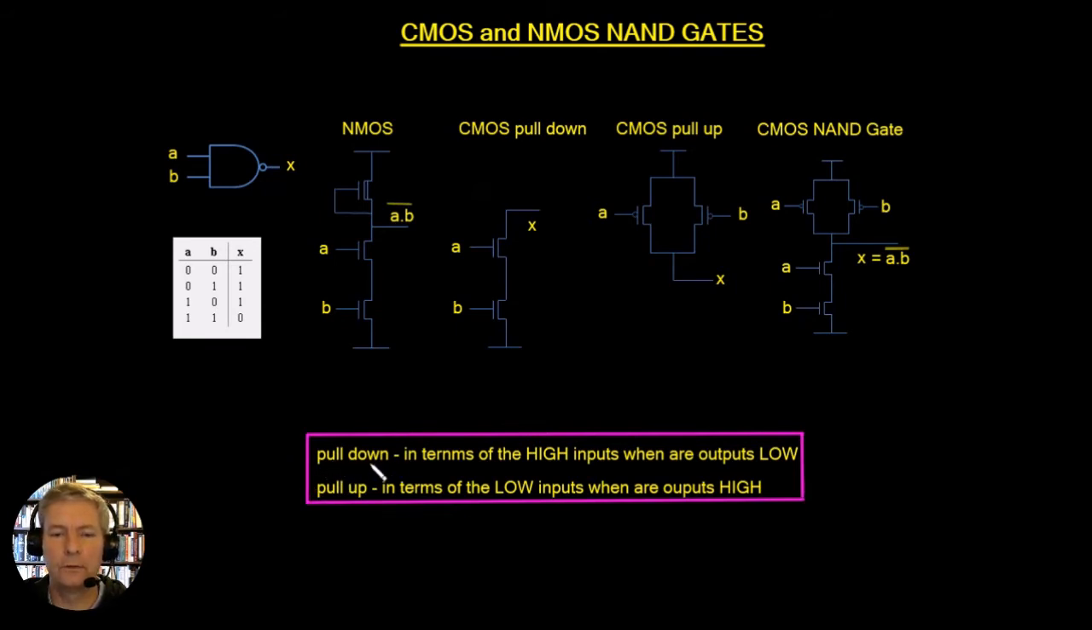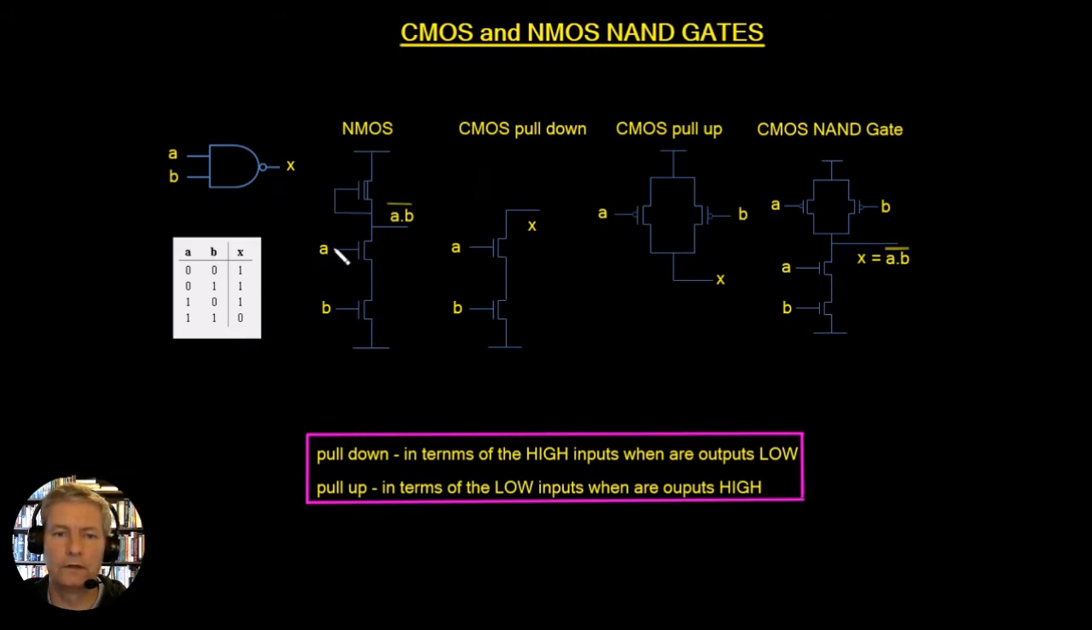For a pull-down network, we're looking at it in terms of the high inputs that are going to give a low output. So this is a high input, it's giving a low output. And we've seen here that both of them have to be high. So whenever both of them are high, it means we're going to have to put both of them in series. So when this one goes high, this turns on. When this one goes high, this one turns on. There's a path from here to ground, and that means this point is pulled low.